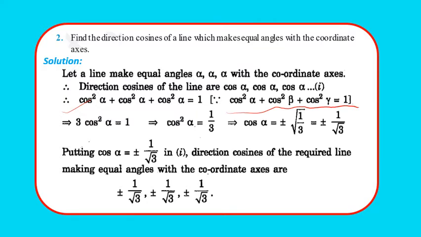Now putting cos alpha equals plus minus 1 upon root 3, the direction cosines of the required line making equal angles with the coordinate axis will be plus minus 1 upon root 3, plus minus 1 upon root 3, and plus minus 1 upon root 3. Clear? So pause and note down the solution.